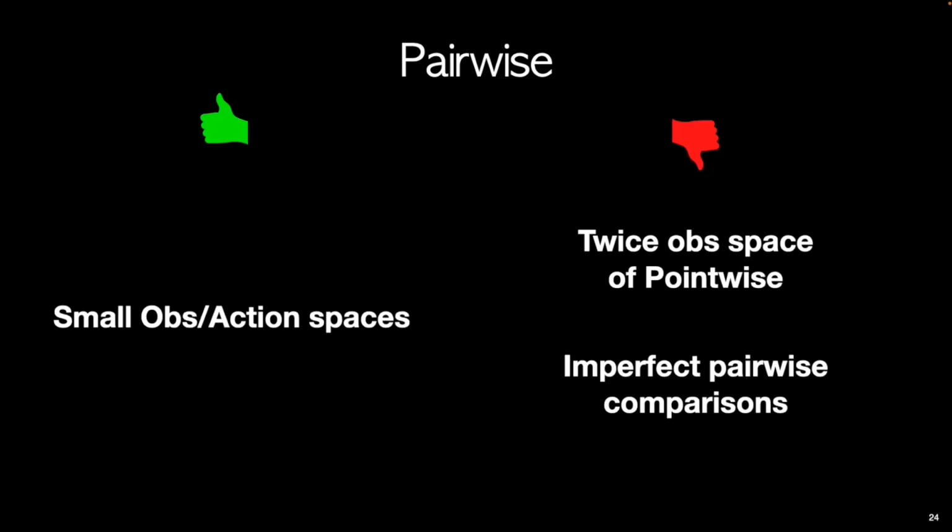The pro of this pairwise model is that still the action space is small. The observation space is also small. Here we also can compare two test cases, so we can choose between two of them. But the drawback is that the pairwise comparisons can be imperfect. So the comparison operator is not perfect. It is based on imperfect knowledge, let's say.